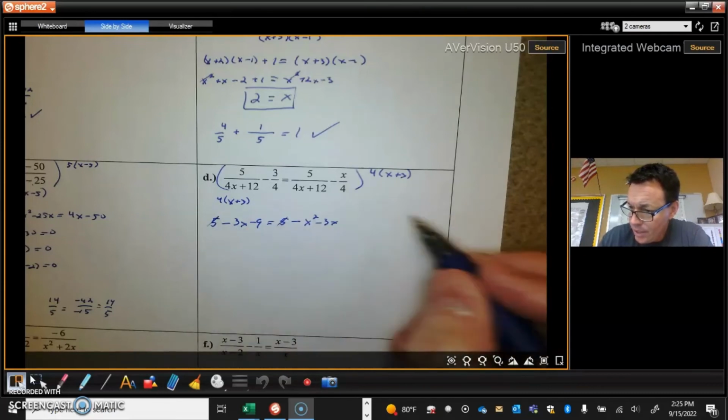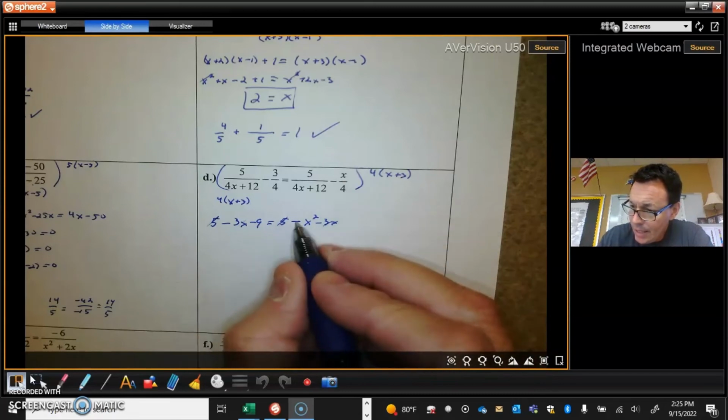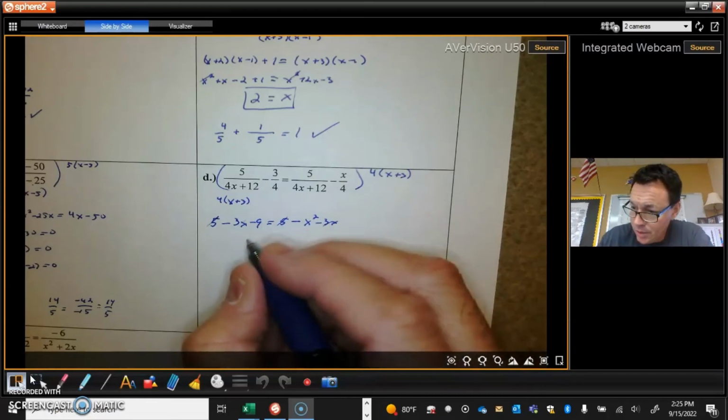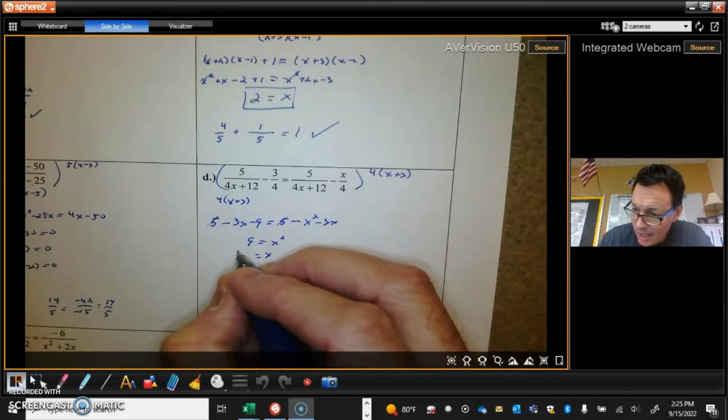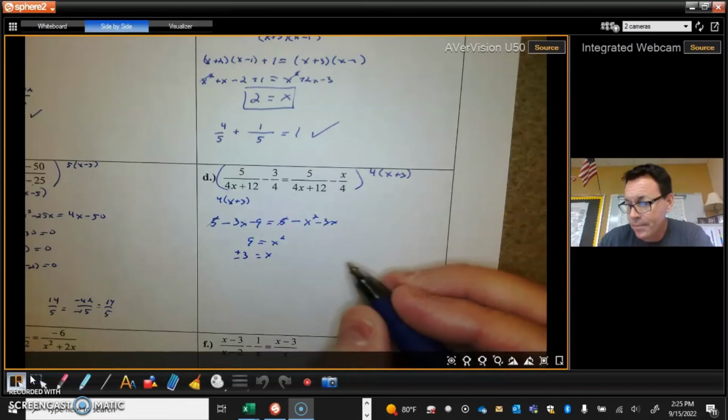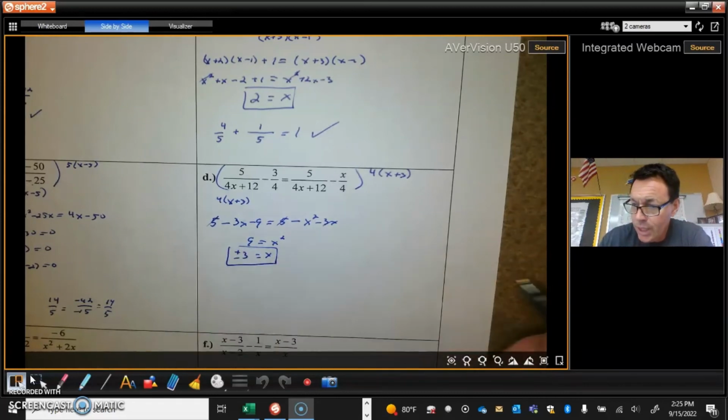That 5 and that 5 are going to cancel each other. That minus 3x and that minus 3x are going to cancel each other. That negative and that negative are going to cancel each other. So I'm going to have 9 equals x squared, which means x equals positive and negative 3. Okay? Now, again, we need to check both of these.